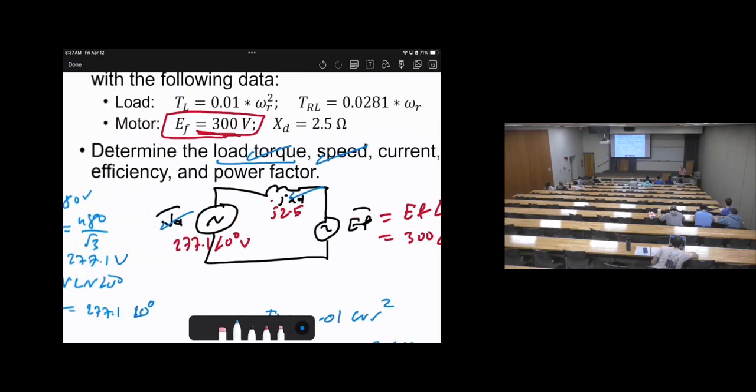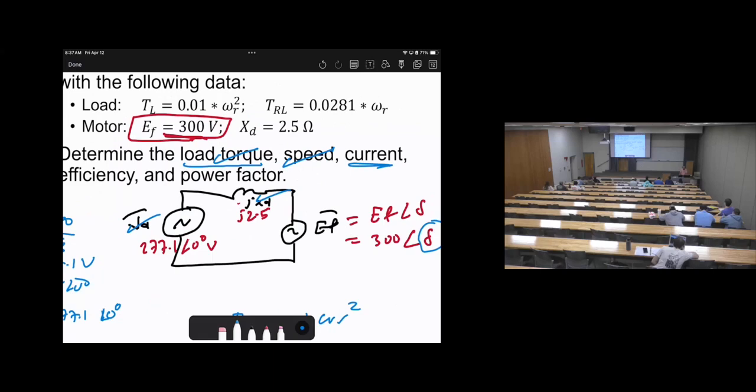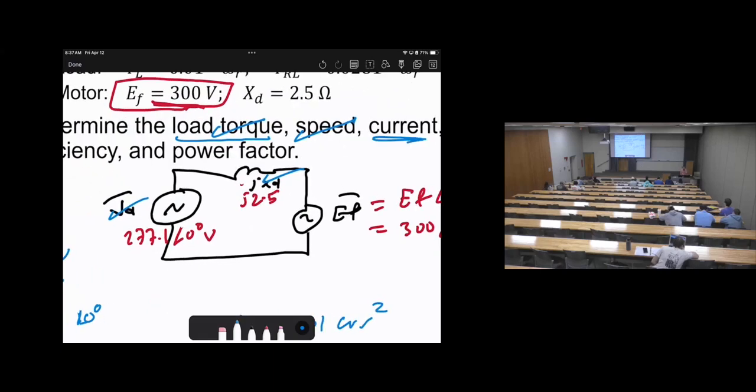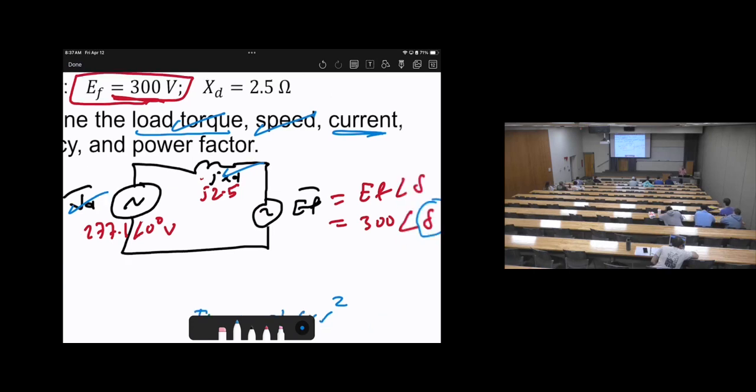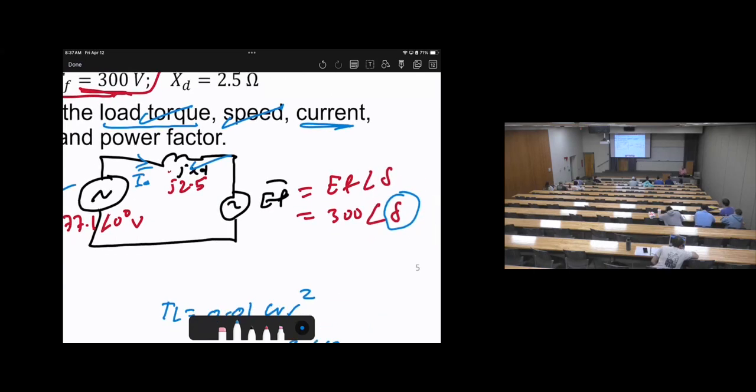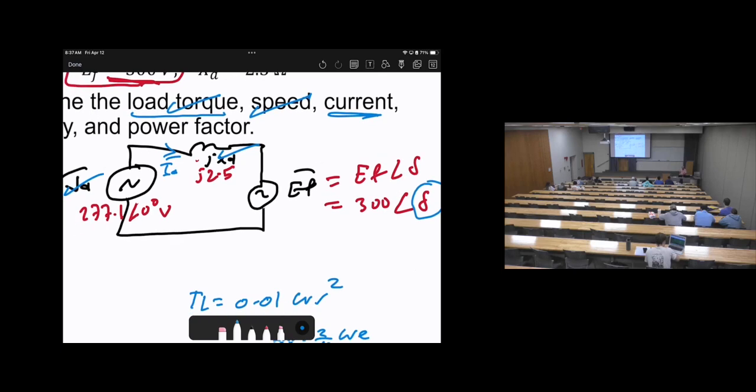Now, the next thing is to calculate the currents. How to calculate the currents? Basically, the current is going clockwise, so you can do KVL. But the thing here is that we don't know delta, right? Delta is not given. So how can I find delta? If you know delta, you can find IA.